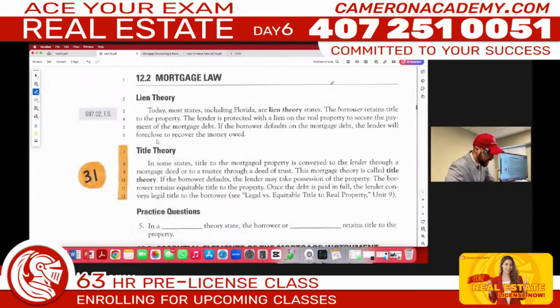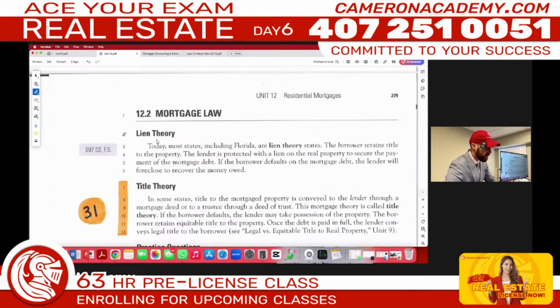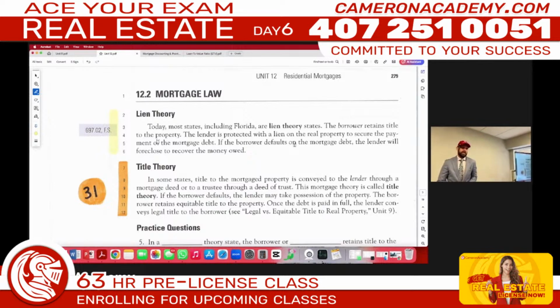Go to page 279. We see 2 theories of mortgage law. Let's go through each one. You're going to be tested on one of them. Most states, including Florida, are considered to be a lien theory state. But what does that actually mean? Depending on what state you live in, and the theory that they subscribe to, lien or title theory, will dictate who holds on to your deed while you're paying off your debt. Luckily, here in Florida and most states, we believe in lien theory.